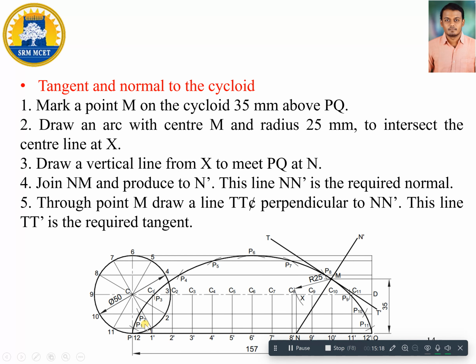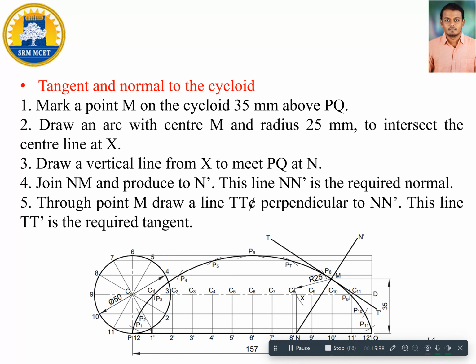Okay, now using our pencil or French curve, I am able to draw a smooth cycloidal curve. So this is how you will be able to generate a cycloidal curve. Now the next step here, what we need to do is we need to draw one tangent and normal.